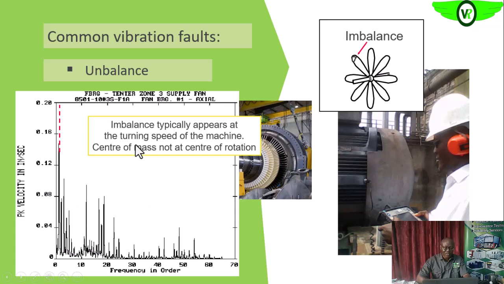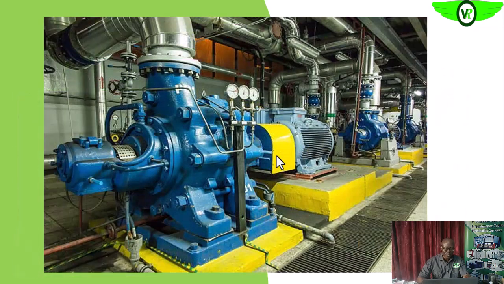This is the spectrum. Unbalance typically appears at the turning speed of the machine, with the center of mass not at the center of rotation, which is the center of gravity. We can also have unbalance on fans. It's the same thing. The center of mass will not coincide with the center of rotation, so you'll have that throwing force each time the rotor rotates to that position of unbalance. You see the event repeating itself every one-time RPM, or one-time turning speed.